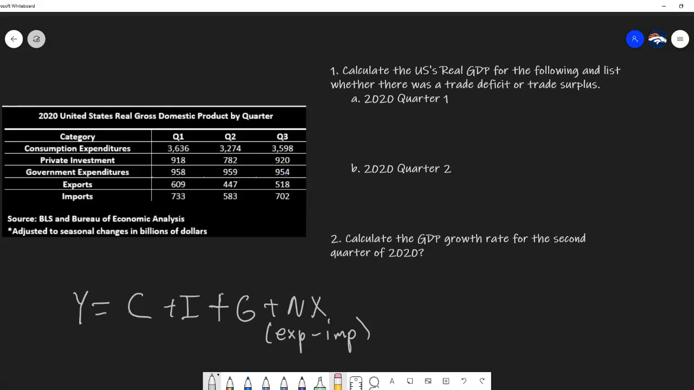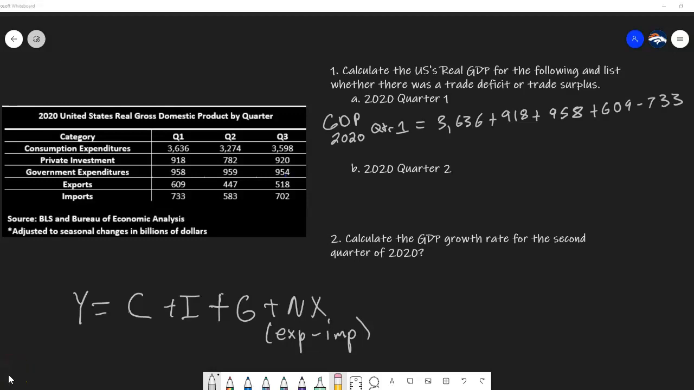So calculate the U.S. real GDP. And remember, real just means we adjust for inflation. For the following, and list whether there was a trade deficit or a trade surplus. For quarter one of 2020, GDP, it could be Y equals also. So my first variable is consumption, C, 3,636 billion, plus my government expenditures, 950, plus my net exports, which is my exports, 609 billion, minus imports.